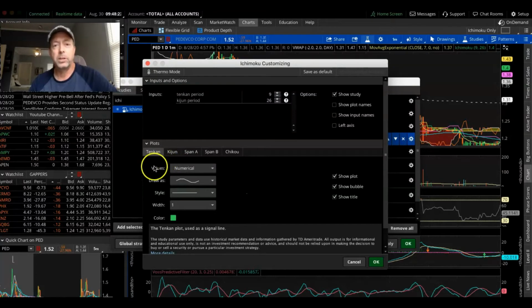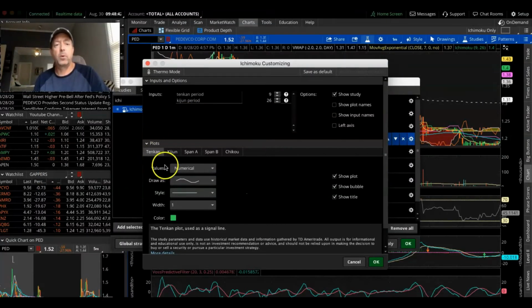So the main points that you want to be aware of is that the Ichimoku Cloud basically looks 26 bars ahead. Every bar is 1 minute, 26 bars ahead. So it's almost like looking in the future. It looks 26 bars ahead, okay?